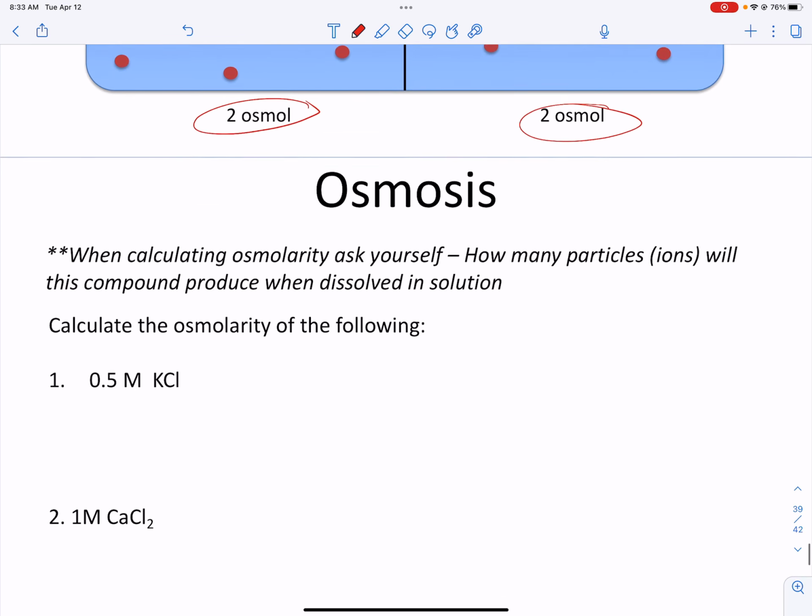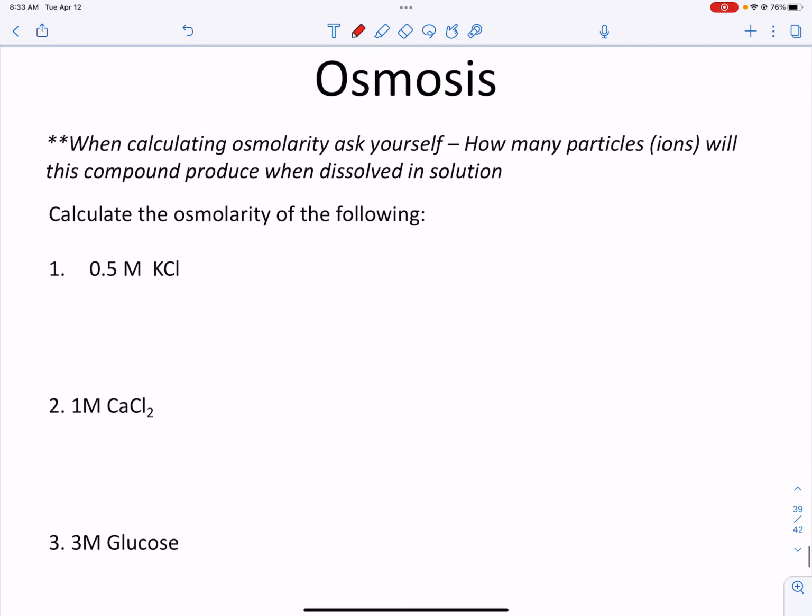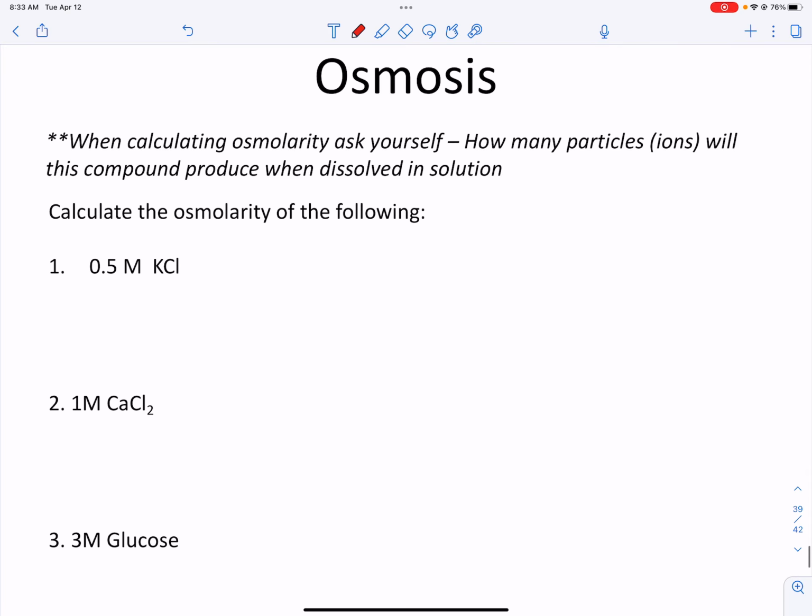All right, let's practice calculating osmolarity, and we're almost done. When calculating osmolarity, ask yourself, how many particles or ions will this compound produce? And then you're going to multiply that by your molarity. So let's say we have 0.5 molar of potassium chloride. This is going to break apart into potassium and chloride, so I will get 2 particles. I'm going to multiply this times my molarity, and I'll have 1 osmol, or 1 osmolarity.